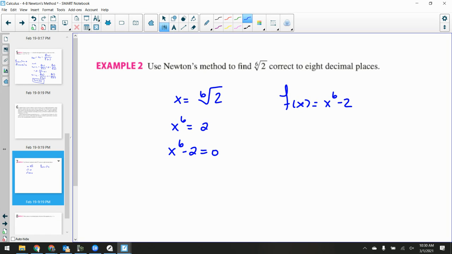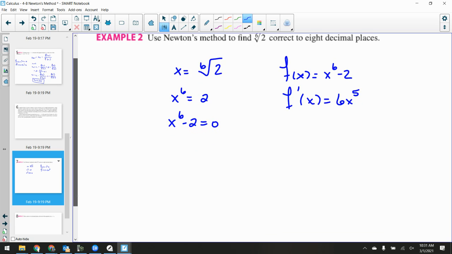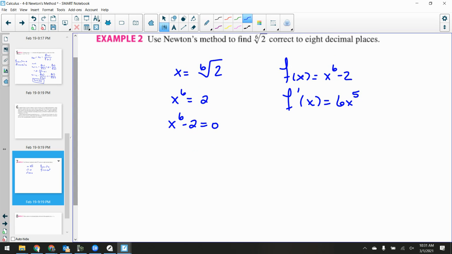So now let's find its derivative, because we're going to need it. The derivative of that, f prime of x, is 6x to the 5th, and the minus 2 goes away. Now, we've gotten just about every piece, right? If I want to find x sub 2, it's x sub 1 minus f of x sub 1 over f prime of x sub 1, right? But I need somewhere to start.